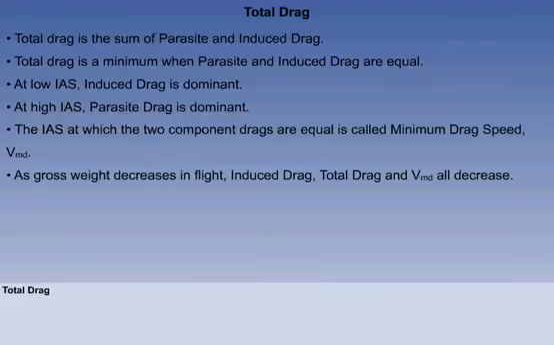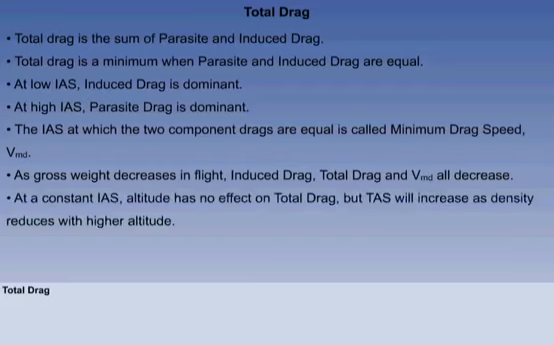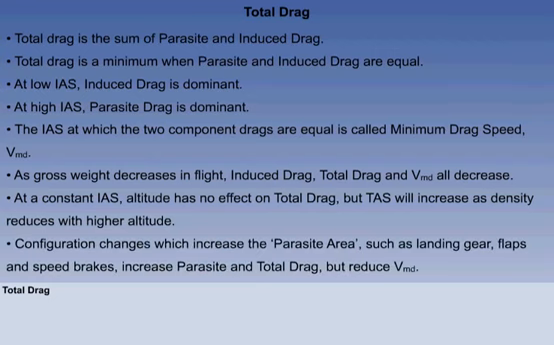As gross weight decreases in flight, induced drag, total drag, and VMD all decrease. At a constant IAS, altitude has no effect on total drag, but TAS will increase as density reduces with higher altitude. Configuration changes, which increase the parasite area, such as landing gear, flaps and speed brakes, increase parasite and total drag, but reduce VMD.